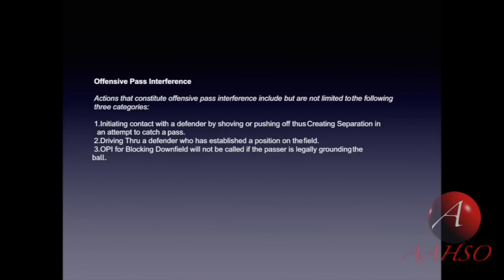So Category 3 is almost never going to apply. But understanding those 3 categories, understanding offensive pass interference, makes officiating these plays a lot easier. Let's take a look at this graphic from GetItRightTraining.com.